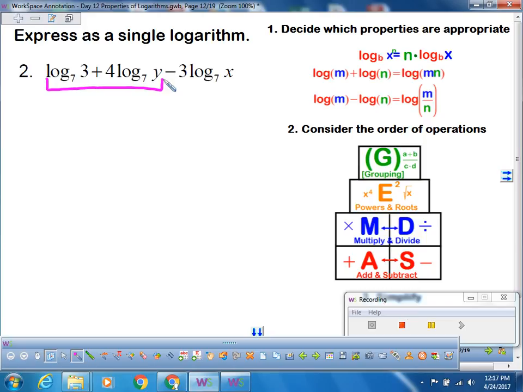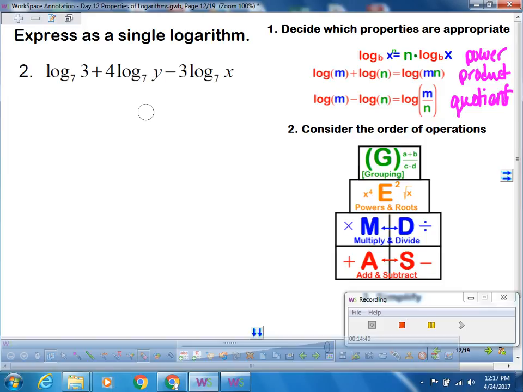Okay, so there's one other thing I see up in there. Here's one property, right? This is the power property. This is the product, and this is the quotient property. Power, product, quotient. I see the product property because I see an addition sign. I see the quotient property because I see a subtraction sign.